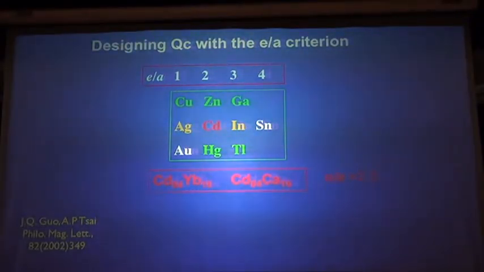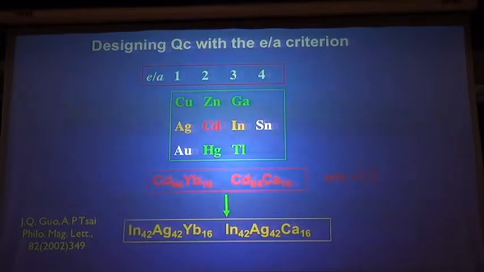I will talk about this later, because we discovered the binary stable quasicrystal in cadmium-ytterbium or cadmium-calcium. As you know, cadmium is a toxic element, and in order to study the surface, we needed to replace it. So the idea has come from here. We use indium and silver to replace cadmium, but do not change the e/a. Cadmium is divalent, so we design indium and silver, replacing half with indium and half with silver.